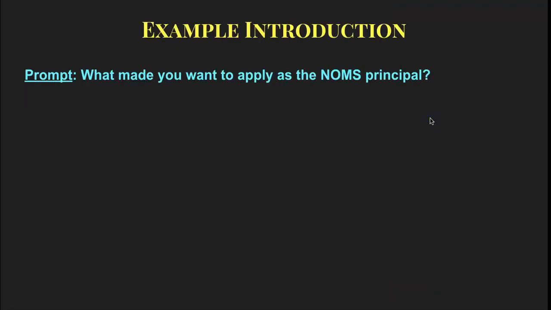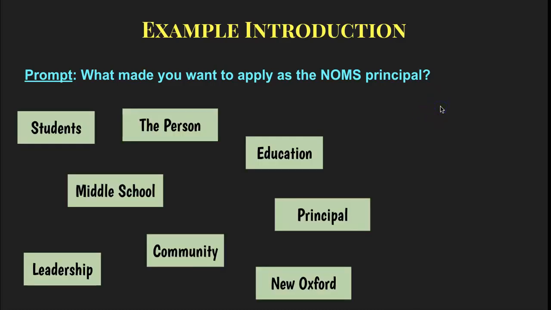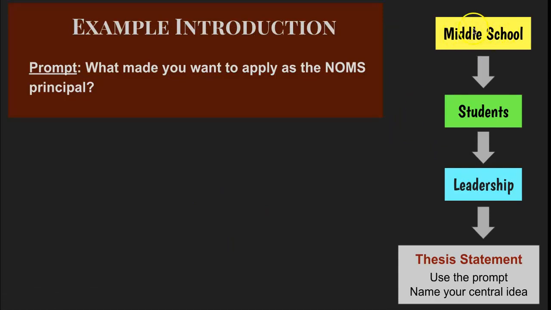Let's look at an example with a different prompt. So imagine that I am applying to be a principal at the middle school. And one of the questions that they asked me in my application is what made me want to apply. This is actually a pretty common question. So I might start by pulling out some big ideas. So it can be about me, or about middle school, about New Oxford. I'm going to choose some of these. First I brainstorm, then I pick. Let's imagine I'm going to start first with middle school.